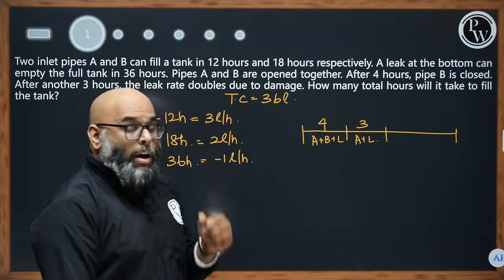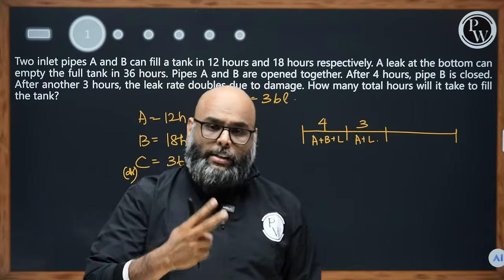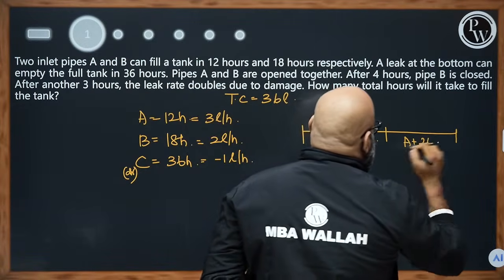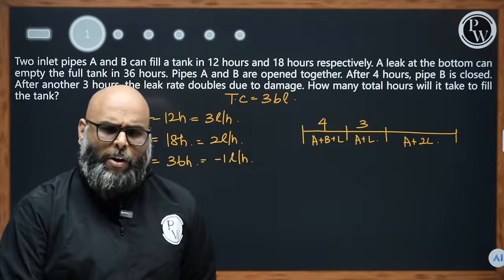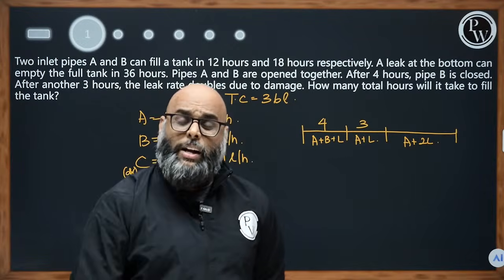It does not operate at 1 liter per hour now. It doubles, which means it is operating at 2 liters an hour. So I will say for the rest of the time A plus 2L. 2 times the L value is being operated. And that way I have filled the tank. How many total hours will it take to fill the tank?